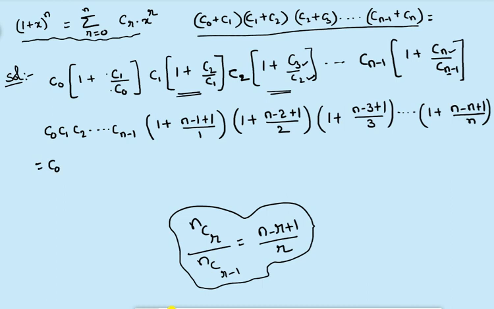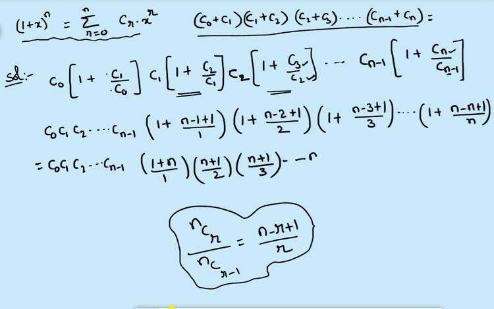So this further simplification is C0, C1, C2 and so on, Cn minus 1 into, this is nothing but 1 plus n divided by 1. The next one you can observe, n plus 1 divided by 2. The next one you can see n plus 1 divided by 3, and so on. Finally also we are getting n plus 1 divided by n, and so on, right?